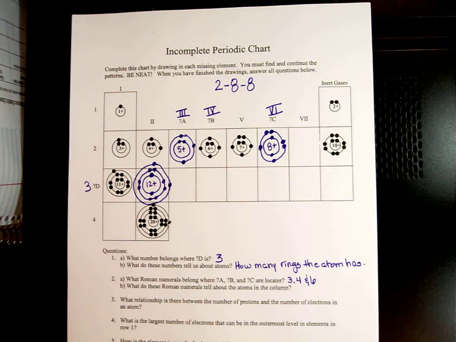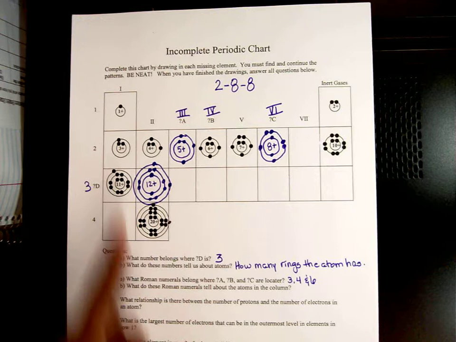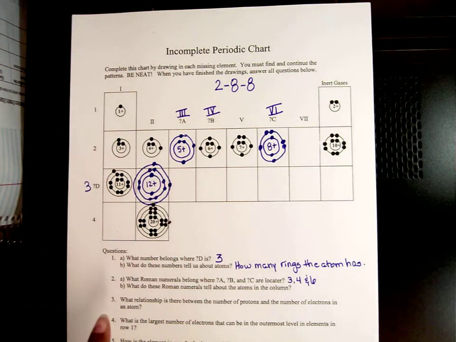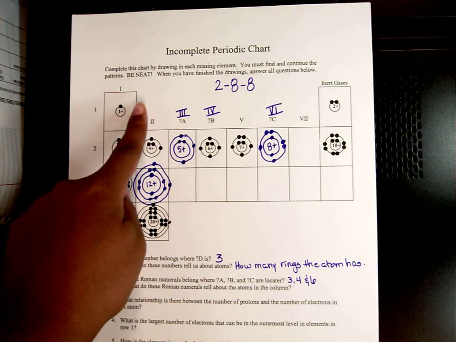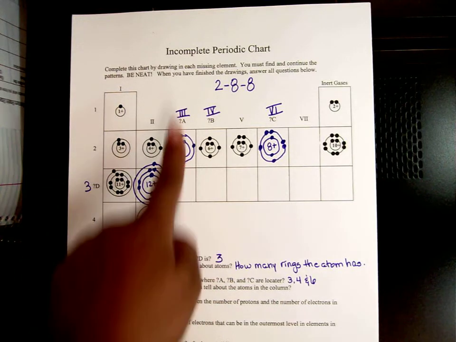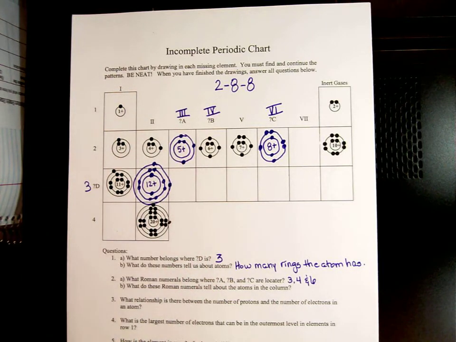Now, those Roman numerals actually tell us something about the atoms in those columns, and those columns are called groups. So the atoms in group 1 have 1 of something. The atoms in group 2 have 2 of something. These have 3 of something. Raise your hand if you figured that out. Elena. The number of electrons in the outermost ring. Good. Okay. This is going to be very important to us this year. The number of electrons on the outermost ring are called valence electrons.